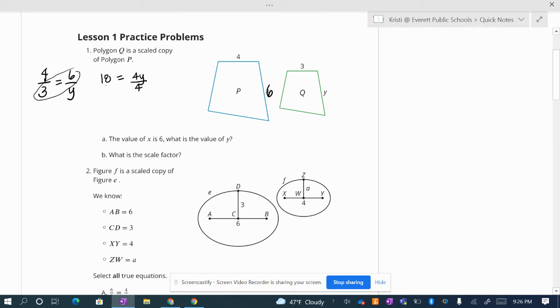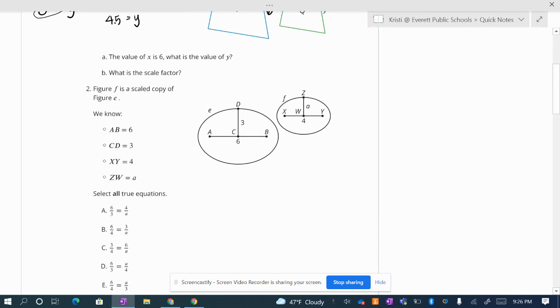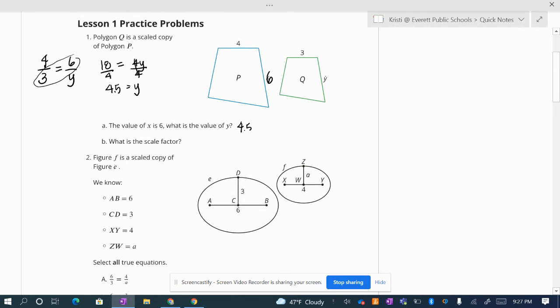Okay, so I'm going to divide by 4, do some simple algebra. It's not the nicest number, not a whole number, but it is 4.5. So I know y is equal to 4.5. That looks reasonable. Yep. Now for scale factor, we know that 4 got shrunk down to 3. So we know the scale factor is less than 1. So you can ask yourselves, 4 times what?